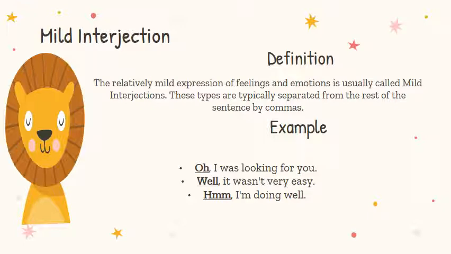So based on the severity of the speaker, the interjection will have two kinds, which are mild and strong. But we're going to discuss the mild interjection first. So what is the mild interjection? The relatively mild expression of feeling and emotion is usually called mild interjection. This type of interjection is typically separated from the rest of the sentence by commas.